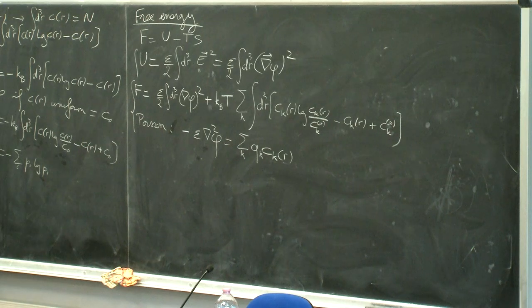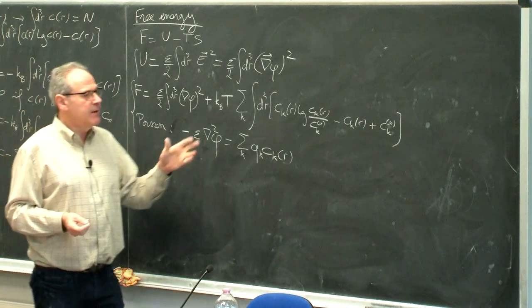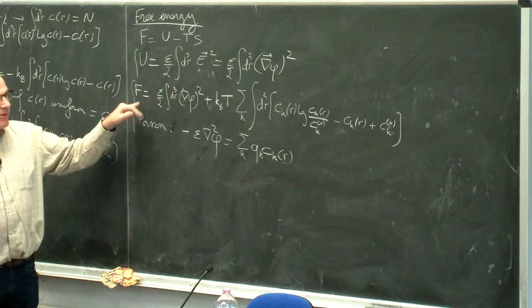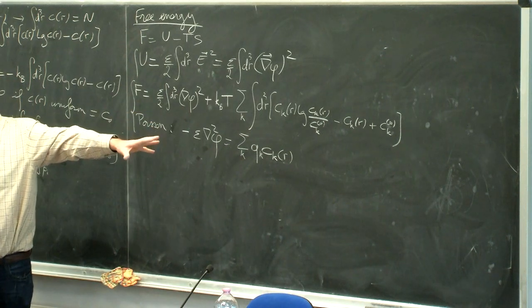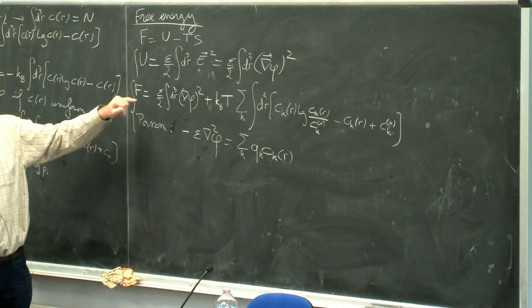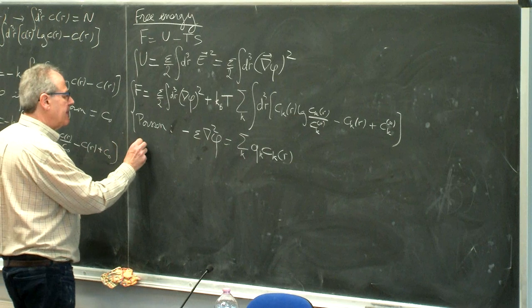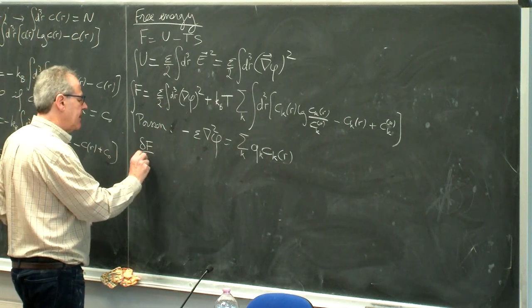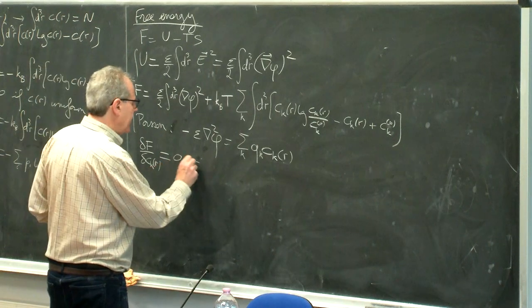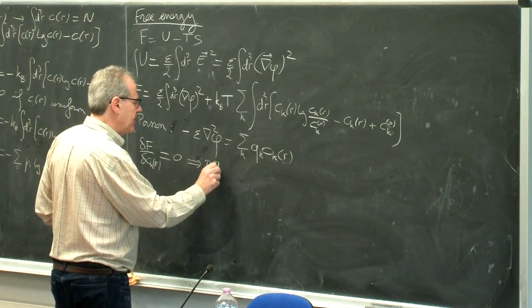In fact, from this you can derive the Poisson-Boltzmann equation by minimizing the free energy with respect to ck of r. That is, what is the ion concentration which minimizes F. If you write delta F by delta ck of r equals zero, you get back the Boltzmann weights.